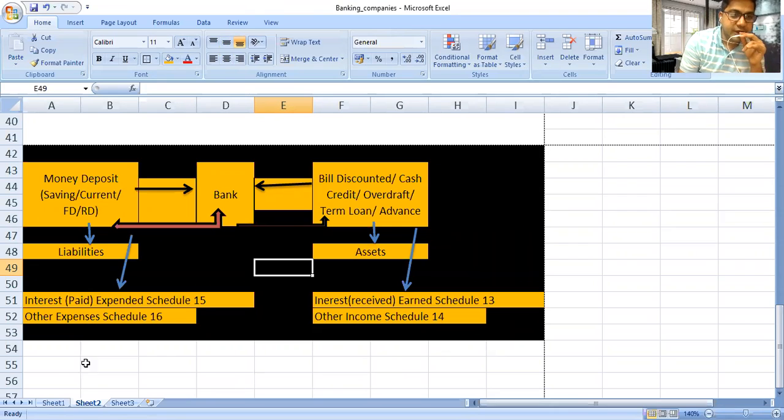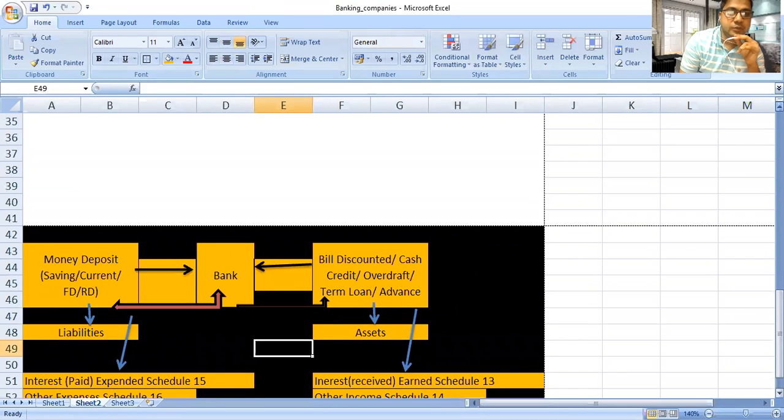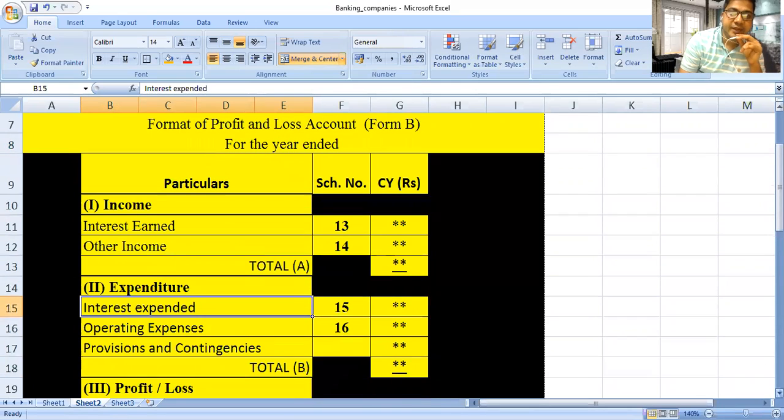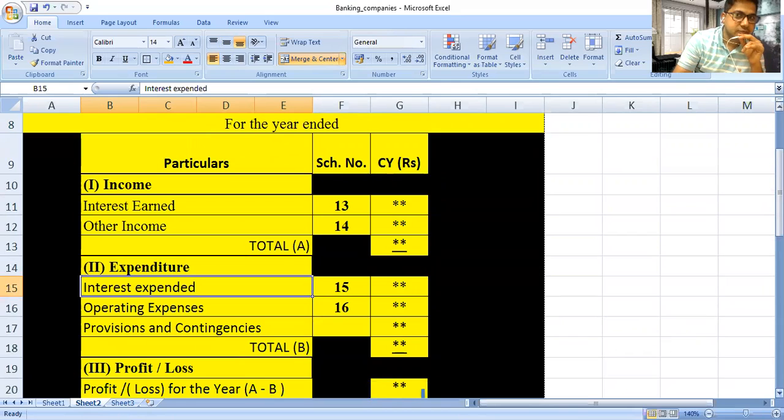Do you have any doubt regarding this particular system of the bank? You should know when they receive interest and other incomes. Interest earned is whenever they provide the loan. They are not borrowing, they provide the loan. Interest expended means paid. Whenever they accept the deposit, they pay interest. When they give the loan, they earn interest. Loan given, interest earned, schedule 13.